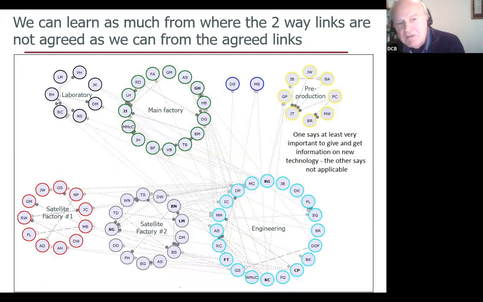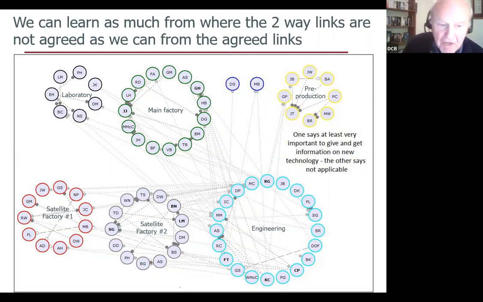Now, here's a challenging one for you, because these are now not agreed links. These are denied links, where one person has said, I give information which is at least very important on new technology, and the other one says, I don't get it at all, period. And if you look carefully, you'll see all the lines have a little blob at one end, and the blob is at the end of denial. Some of the little blobs are light grey and some are dark grey. The light grey are links of denial between people in different groups, and the dark grey are links of denial within the group.